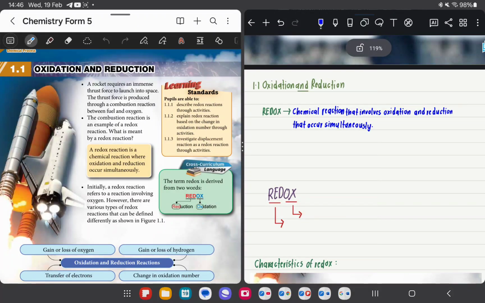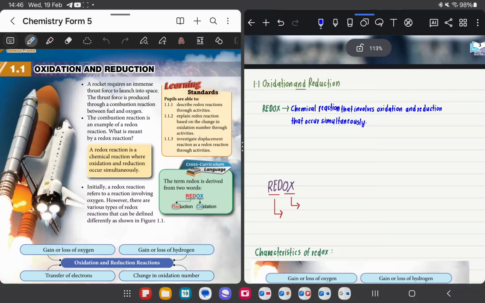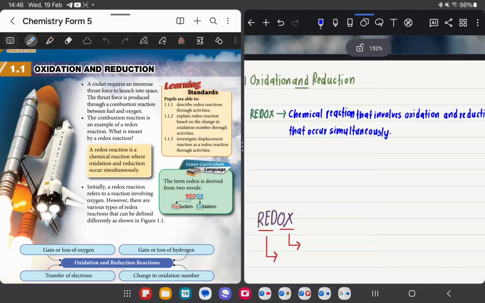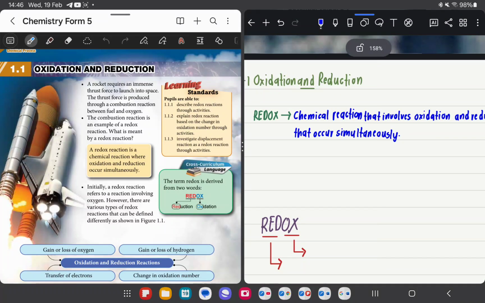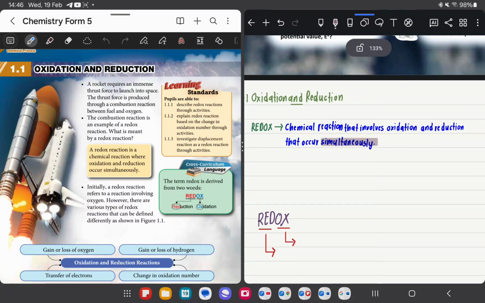Let's say reduction occurs first, then oxidation. Not redox. Let's say oxidation occurs first, then reduction. It is not redox at all. You have to remember that. Okay, so the main problem many candidates have with redox is in terms of definition. Okay, most of you will forget this word simultaneously. Every year when we mark, there is definitely this problem. So please don't do like that. If you want to give the definition, give the complete definition. Don't forget the word simultaneously.